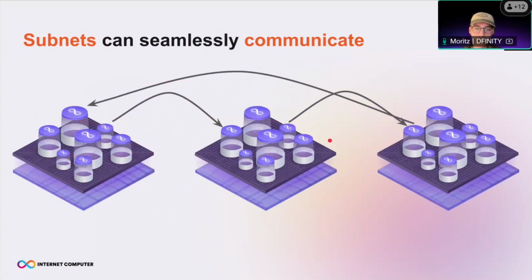So if the Internet Computer were to need more computation or more storage or more throughput, it would just add new nodes to the network, and with those nodes form a new subnet, and therefore have new capacity and new storage available.